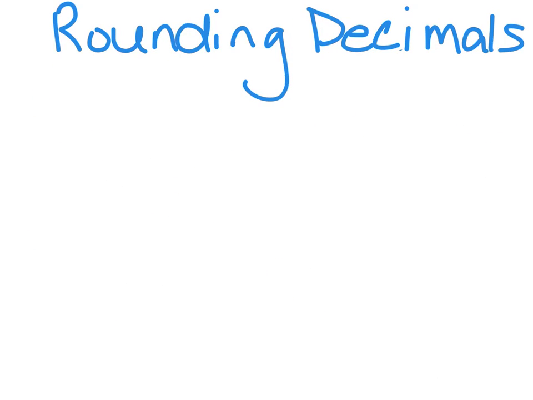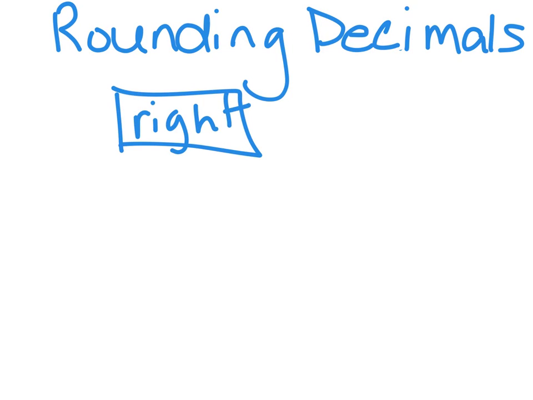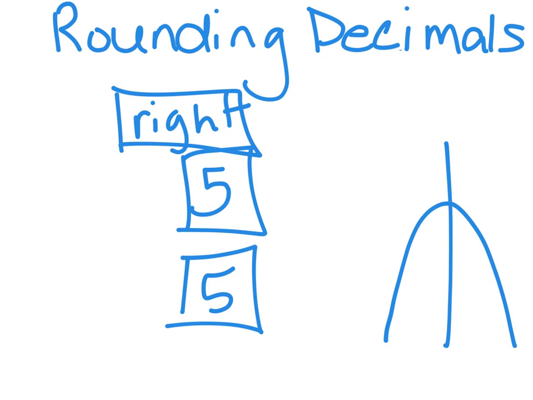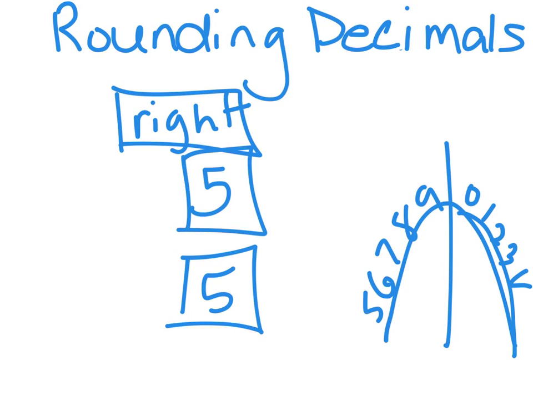The next box on page 26 says rounding decimals. To round a decimal to a given place value, look at the digit in the place to the right. If the digit is less than 5, round down. If the digit is 5 or greater, round up. And you can remember my little hill here: if it's 5, 6, 7, 8, or 9, we're rounding up, we go to the next biggest number. If it's 0, 1, 2, 3, and 4, you're rounding down, and you would just stay where you're at.